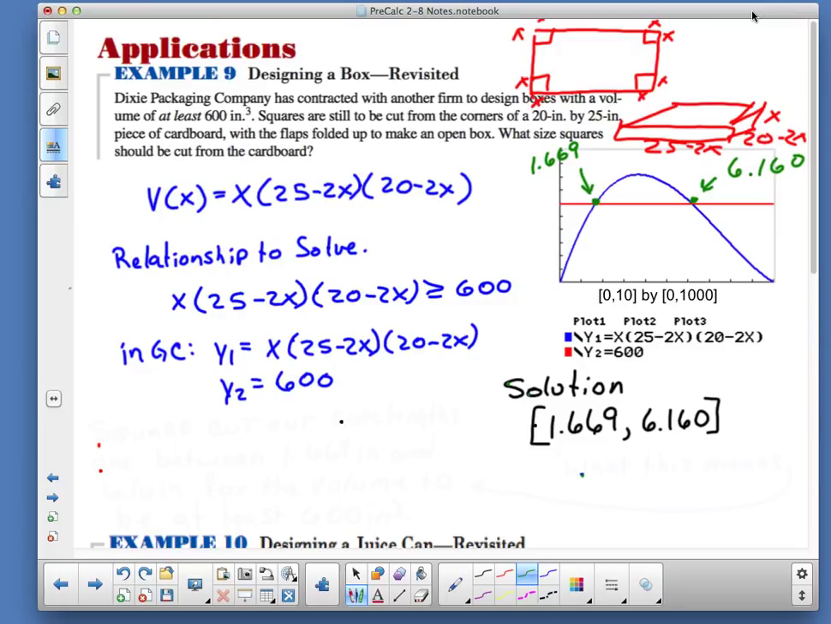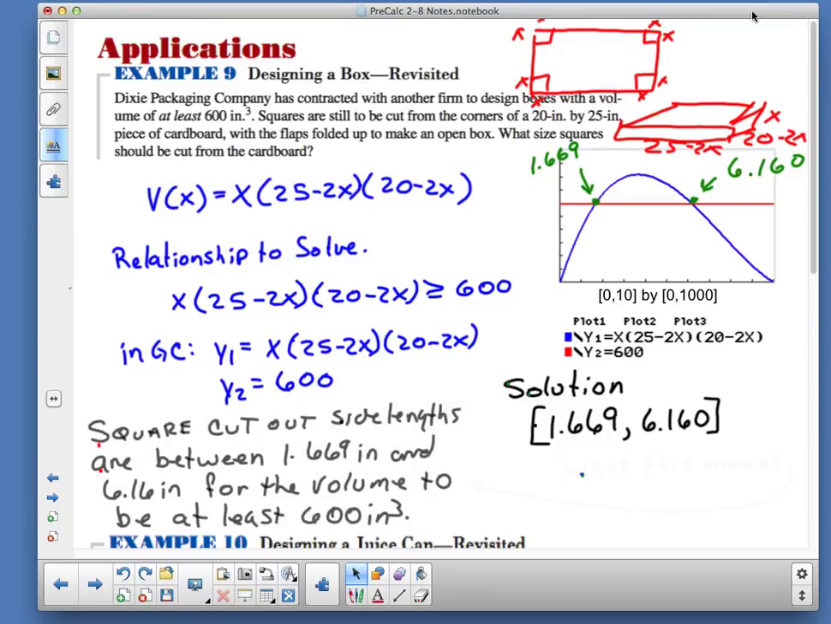Is it going to be greater than? Okay, so it's over the top. It's greater than 600, right? So it's between 1.669 and 6.160 inclusively, which means it includes those. That's why it's bracketed. Okay, but what does it mean?